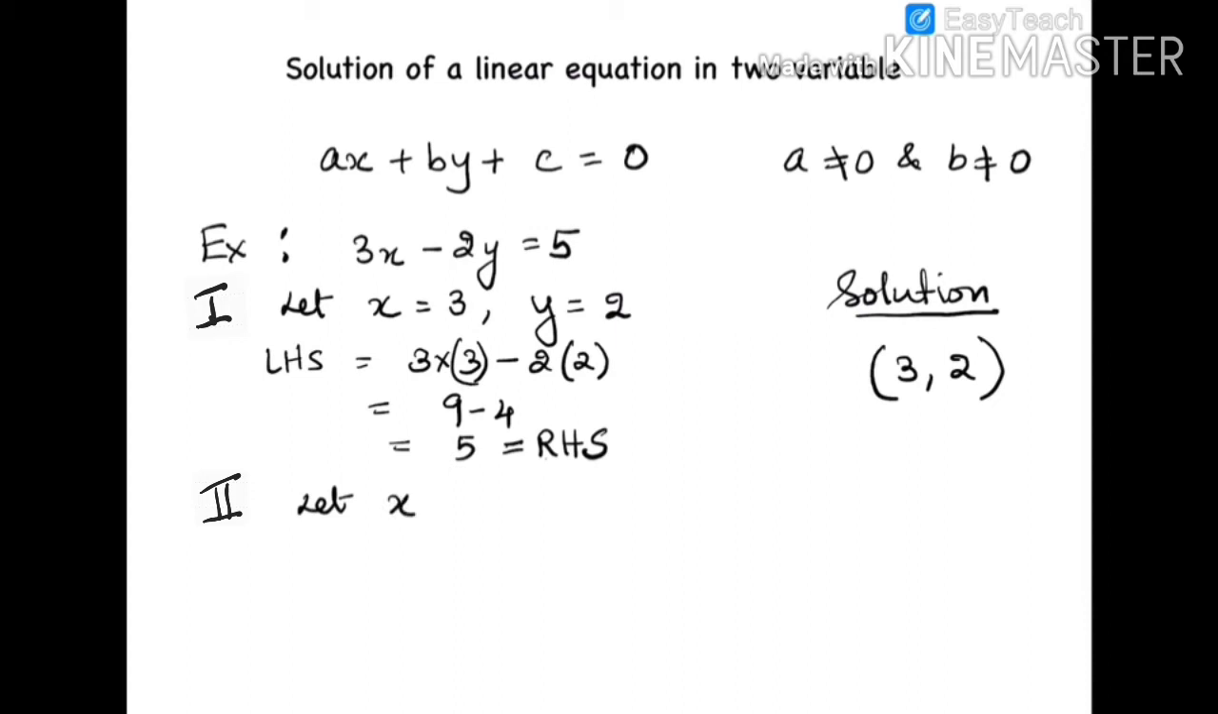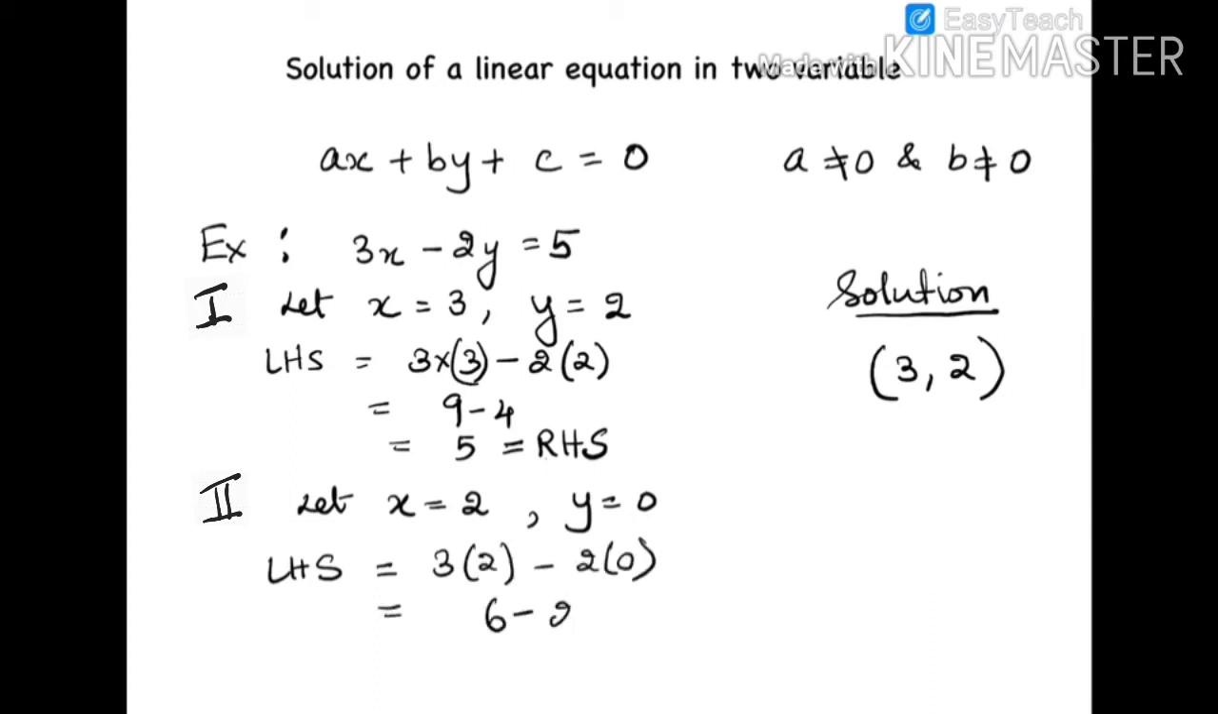Now let us take x equal to 2 and y equal to 0. Substituting these values, the left hand side of the equation will be 3 times 2 minus 2 times 0, which is equal to 6 minus 2, and that is equal to 4. And this is not equal to the right hand side of the equation. So this implies that this ordered pair 2, 0 is not a solution of this linear equation.